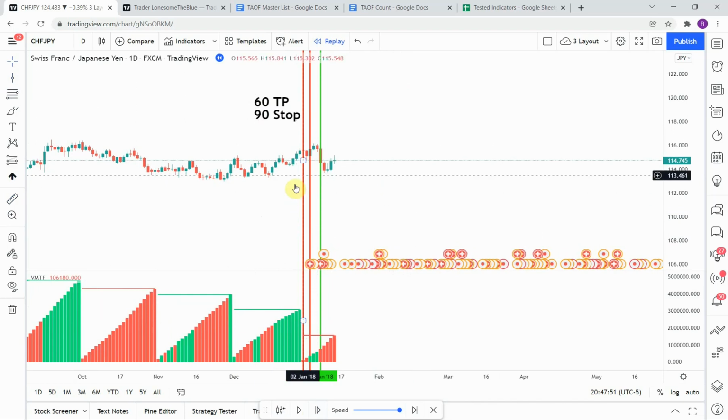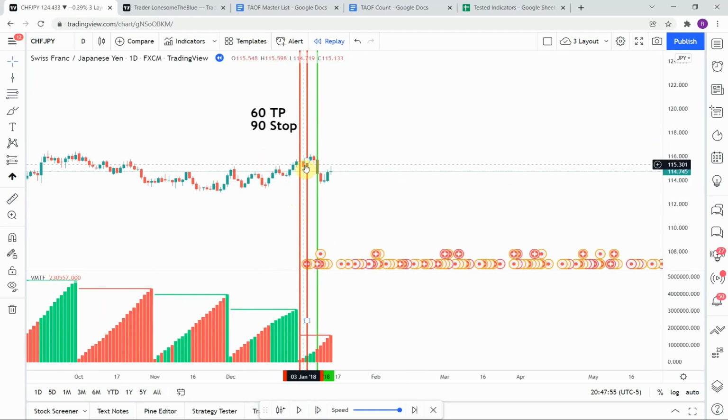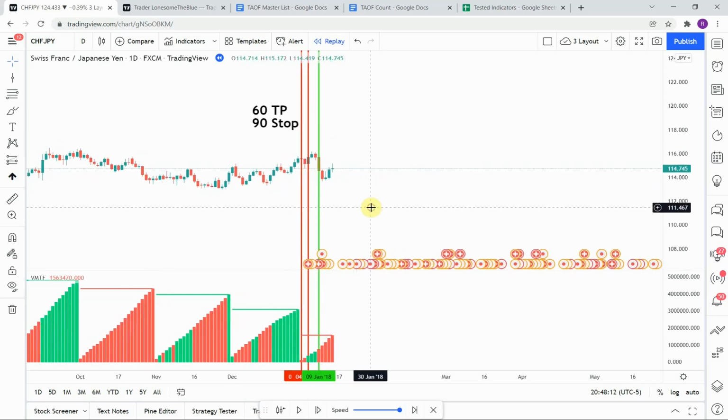Alright, so the first signal that we picked up was a short right here. We got stopped out on that one almost immediately after a couple bars when it flips back to a long signal. And then that one gets stopped out after a couple bars as it flips to a short. That does get us to take profit on that short as price action pushes down, hitting our take profit there. Let's go ahead and continue on.